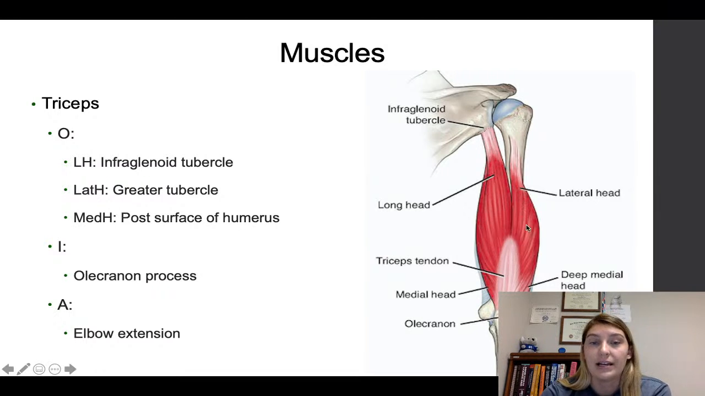The lateral head, even though this picture doesn't look like it, it's going to come off that greater tubercle, so greater tubercle. And the medial head is actually right here. It's not super distinct. It kind of is just a difference in the fiber direction. And it's basically just going to come off posterior humerus. All three of them are going to insert onto the olecranon process, so the bump on the back of the elbow. Because it's on the posterior side, it's going to do elbow extension. So that's why when you work your triceps, you do tricep extension exercises.